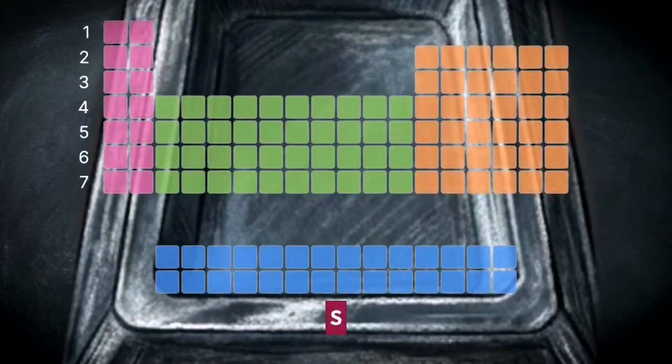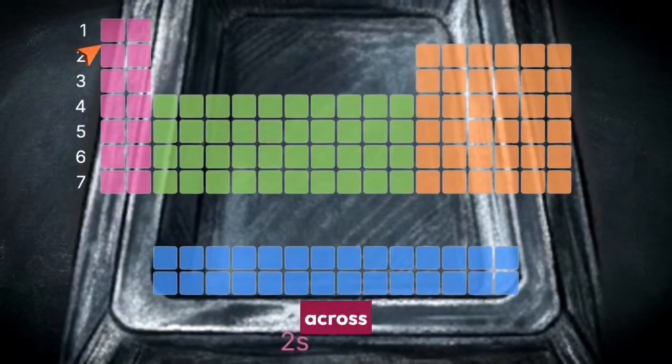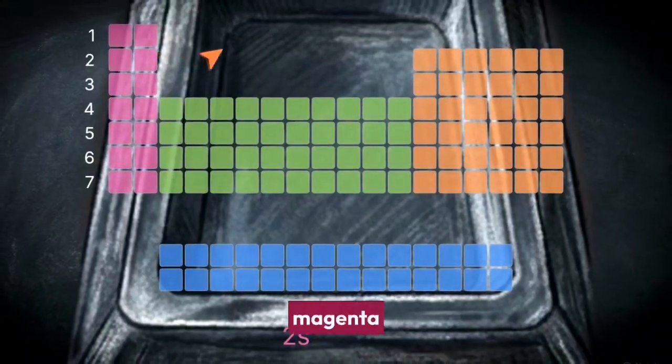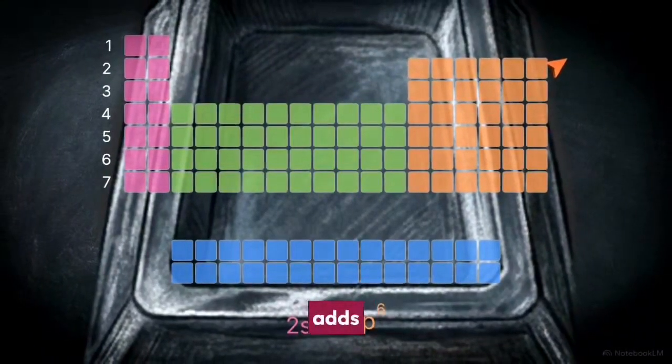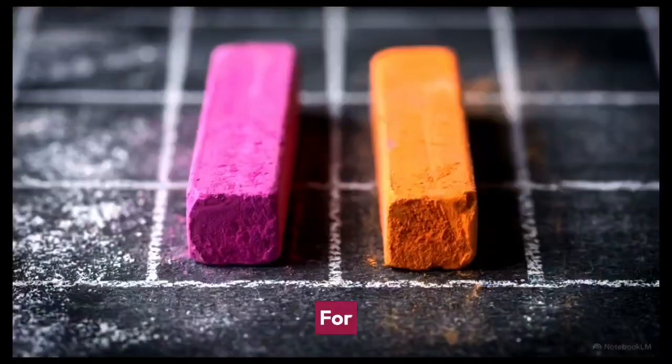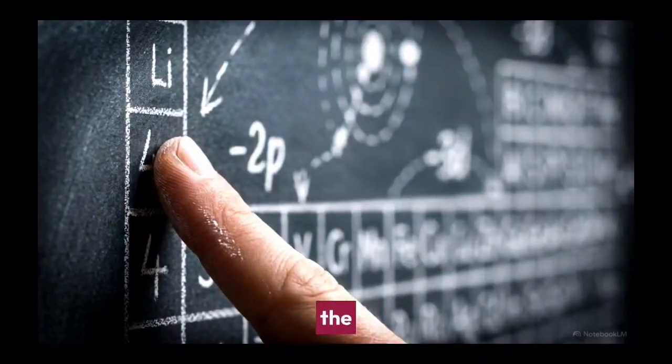Rule 1. In the S block and P block, the energy shell matches the row number. Tracing across row 2 shows this. Passing the magenta block adds 2 electrons to the 2s shell. Crossing the orange block adds 6 electrons to the 2p shell. For these standard blocks, you don't have to guess the quantum energy level. You just look at the number on the far left.